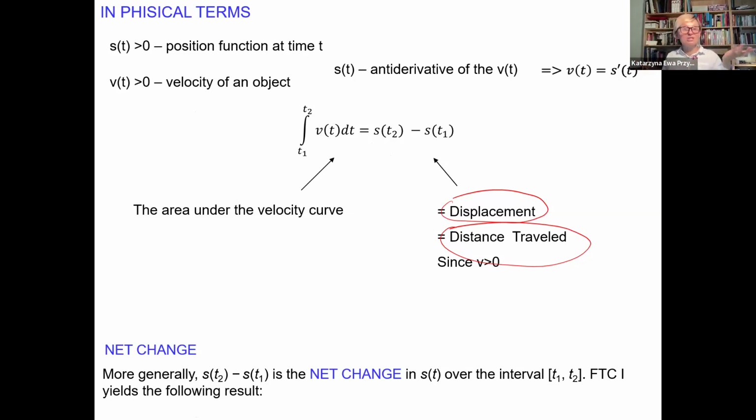But what happens if the velocity is also negative? Let's say I just walked 4 steps forward and 4 steps backwards. Then my displacement is 0, but the total distance traveled is actually 8 steps. That means we have to find out the interval where the velocity is positive and just integrate, and where it's negative, we take the absolute value and count it as positive. That's for the total distance traveled. Displacement is fine, just simply integrating.